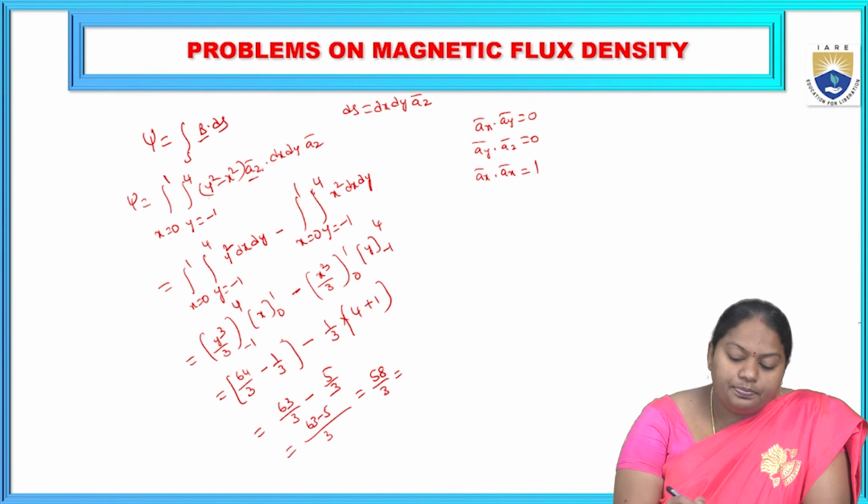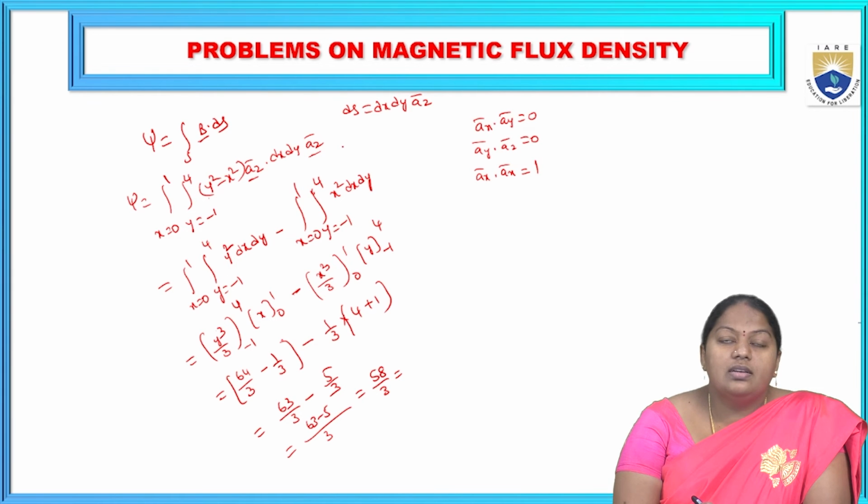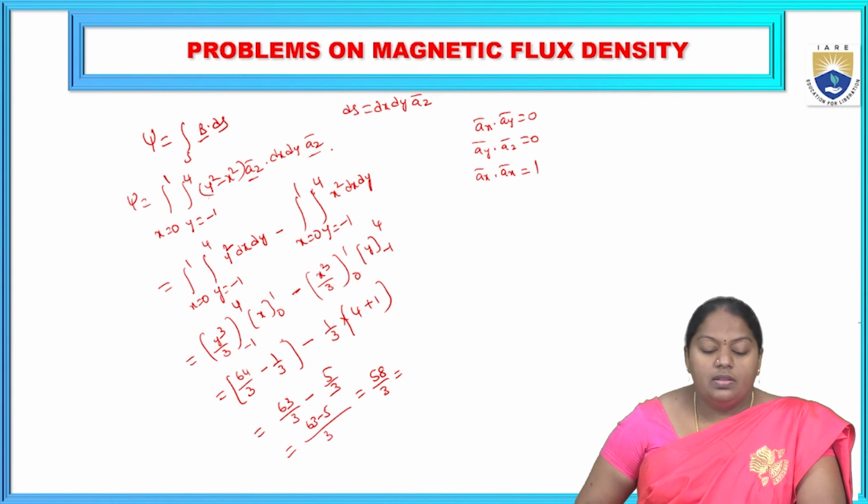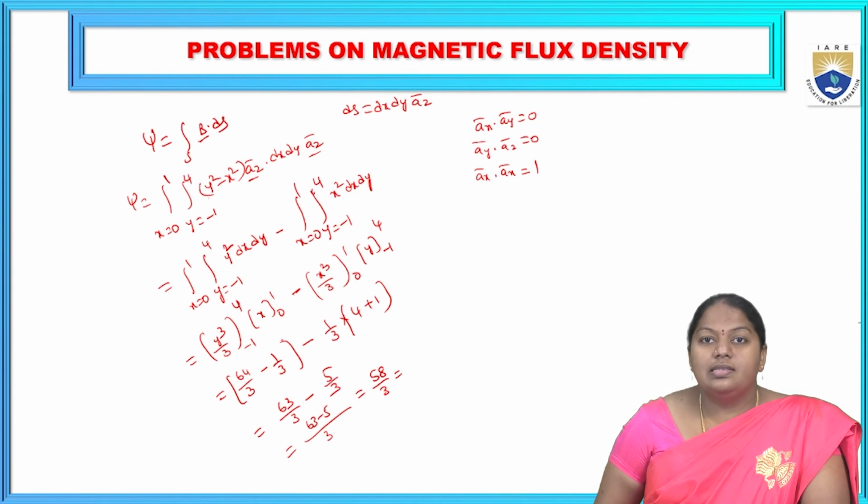Why? Because the x component and y component need to be multiplied with the unit vector az, then its value becomes 0. That's why we need to consider only the z component. So from this, we'll be getting the value of magnetic flux psi equal to 20, and it is to be measured in webers.